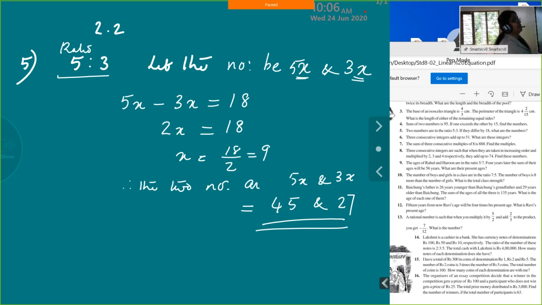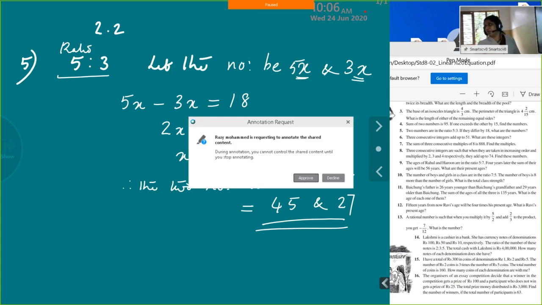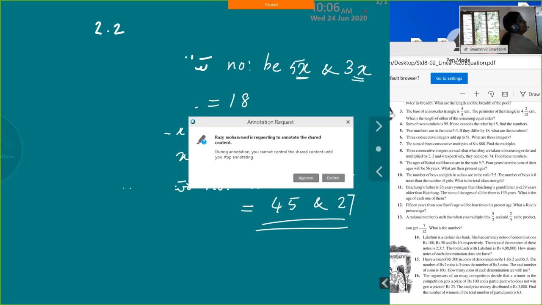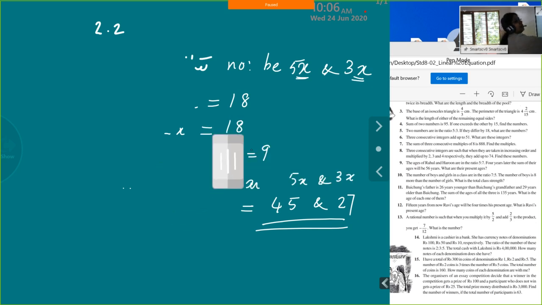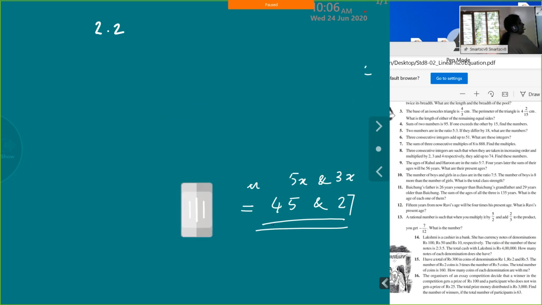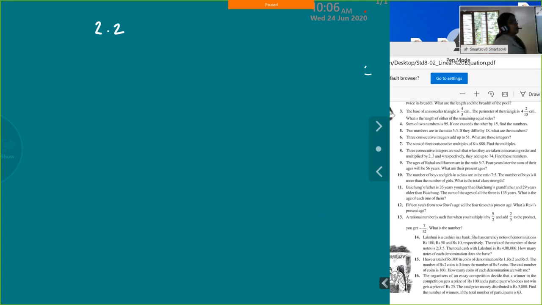So let's move to the 6th question. Look at the 6th question now. It says 3 consecutive integers add up to 51. When I started the class, I discussed with you how we take consecutive integers. Consecutive integers means continuous numbers. The 3 consecutive numbers add up to 51.